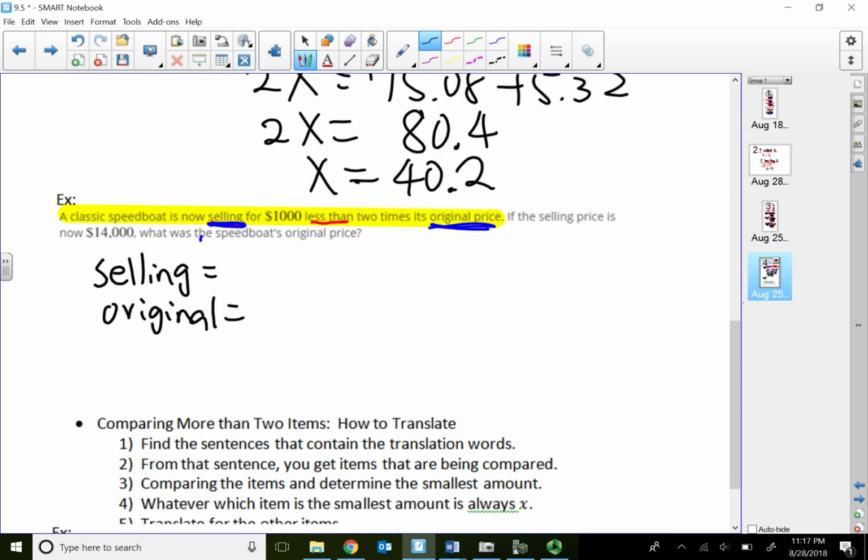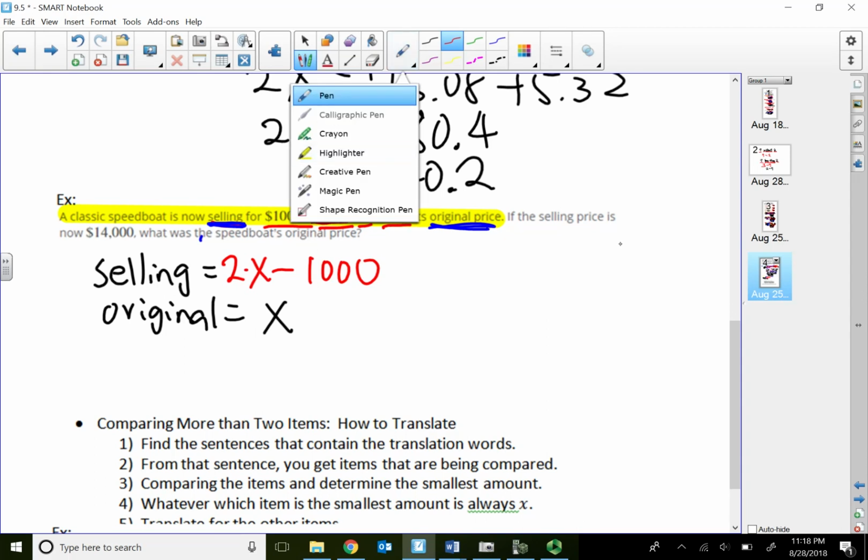Okay, so since I'm comparing two items, I'm gonna let the second item always be X, which is my original price. I'm gonna say that's X. So selling price is, when I see 1,000, I write 1,000. When I see less than, I write a subtraction sign in front of what I just wrote. When I see 2, I write 2. Where do I put the 2? In front of the subtraction sign I just wrote, because I'm going backwards. 2 times who? Its original price, which I already said is X. Okay? So that's the translation. Now let's read the next sentence.